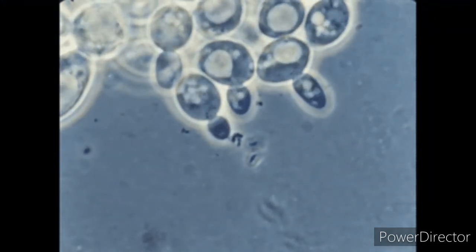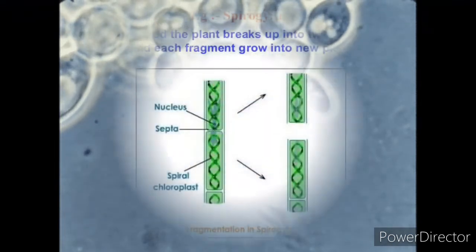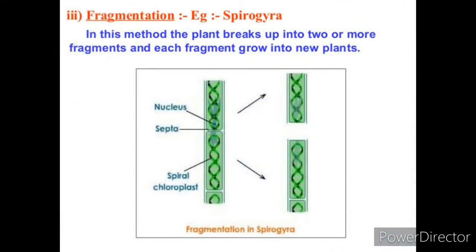The next kind of asexual reproduction, which takes place in Spirogyra, is fragmentation. In an organism like Spirogyra, which is a long ribbon-like filament, one filament grows and breaks off into two or more parts called fragments. Then each fragment will grow into an individual, and this type of reproduction is called fragmentation.